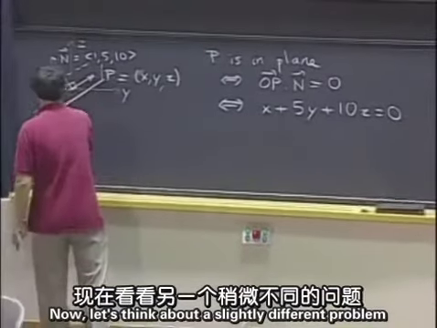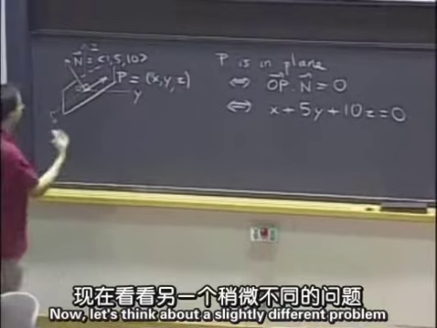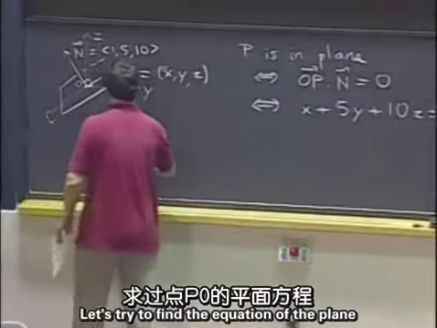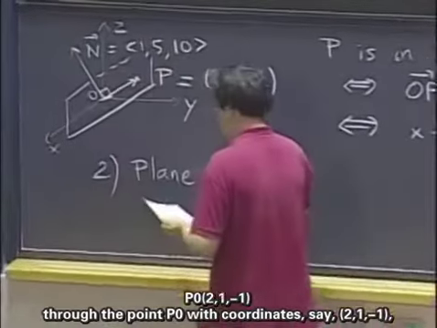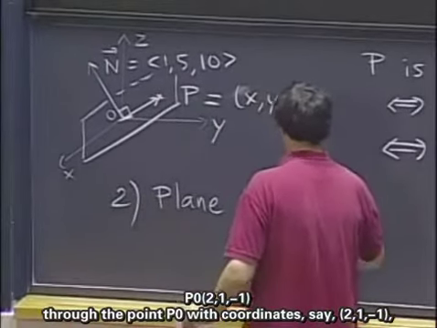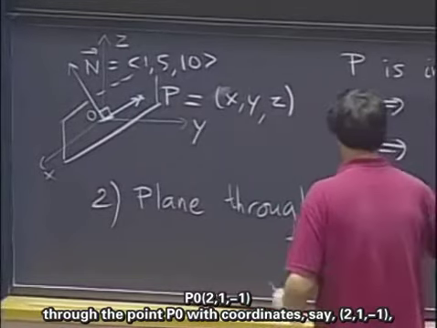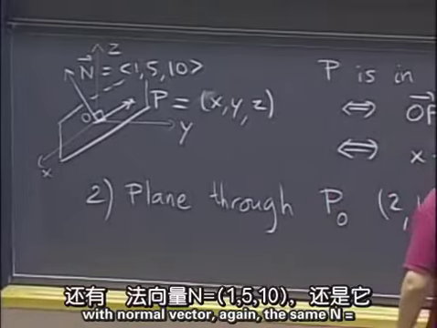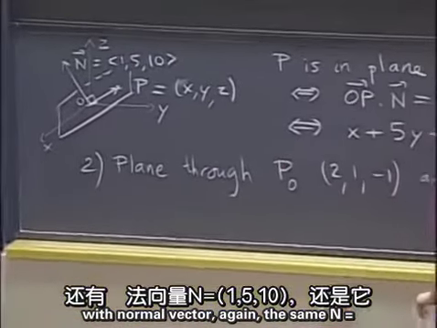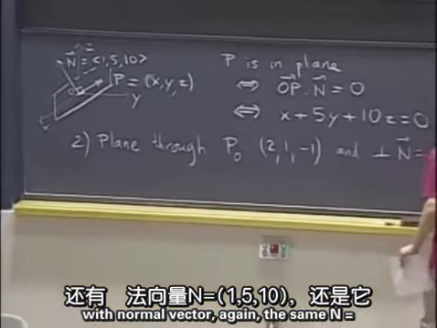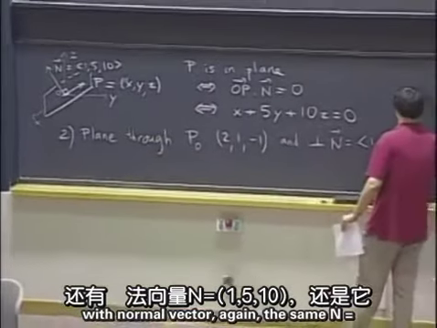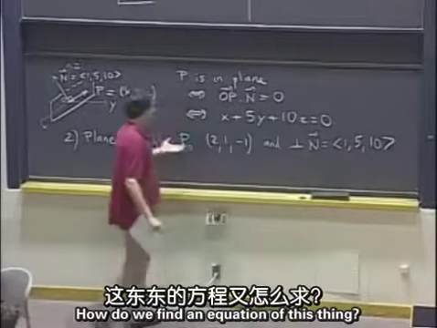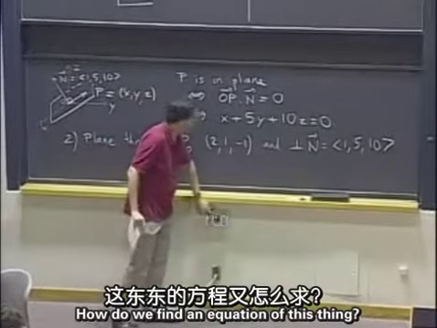Now, let's think about a slightly different problem. So let's do another problem. Let's try to find the equation of a plane through a point P0 with coordinates, say, 2, 1, minus 1, and with normal vector, again, the same guy, 1, 5, 10. Okay. So how do we find an equation of this thing?